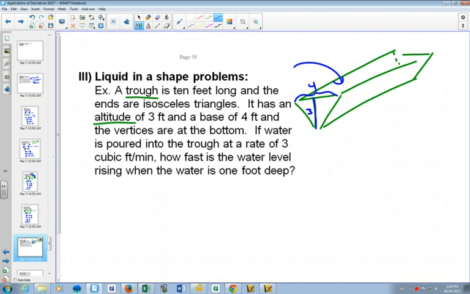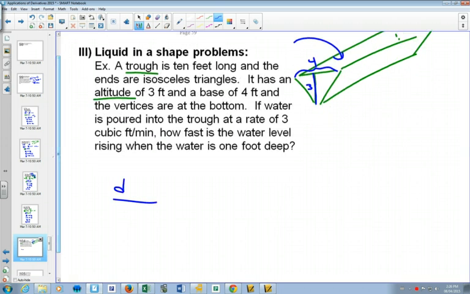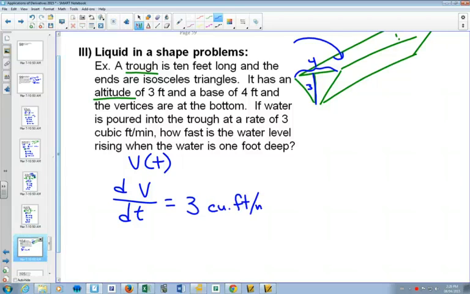If water is poured into the trough at a rate of 3 cubic feet per minute, so that is change in what over change in time? Change in volume. And so we know that volume is a function of time, and it's changing at 3 cubic feet per minute. How fast is the water level rising?